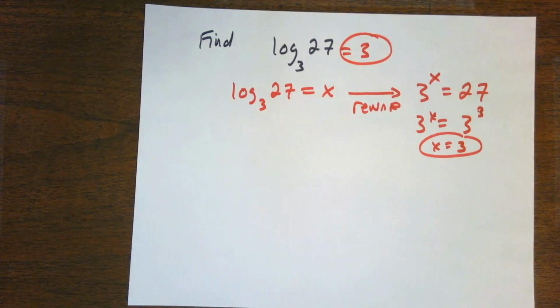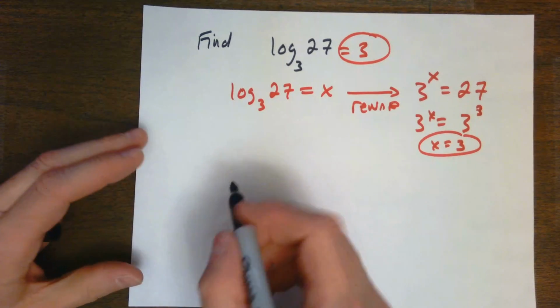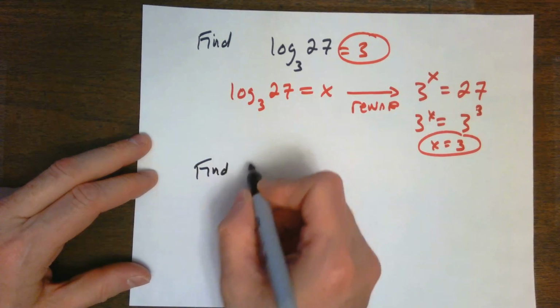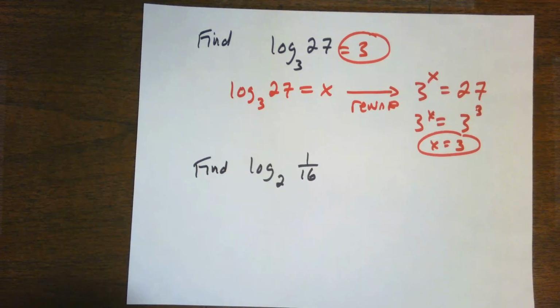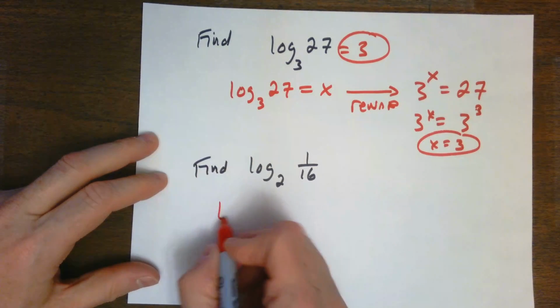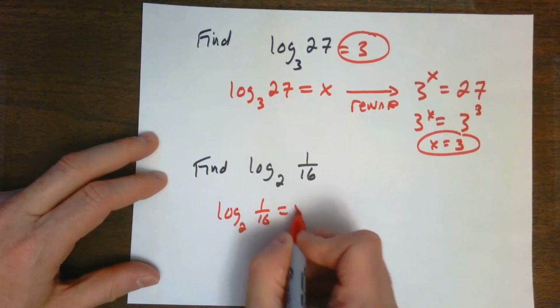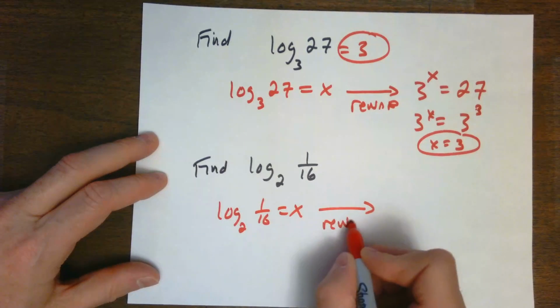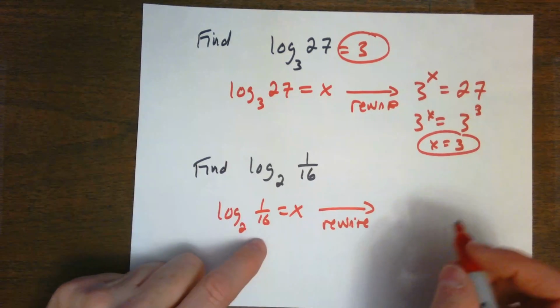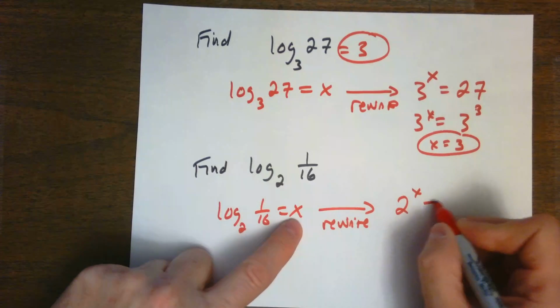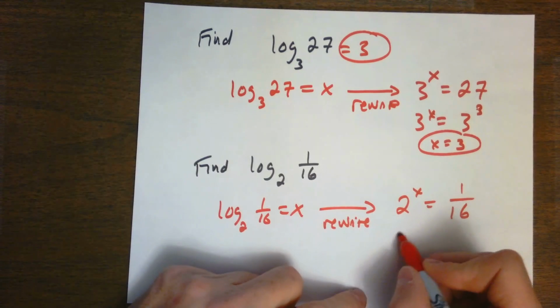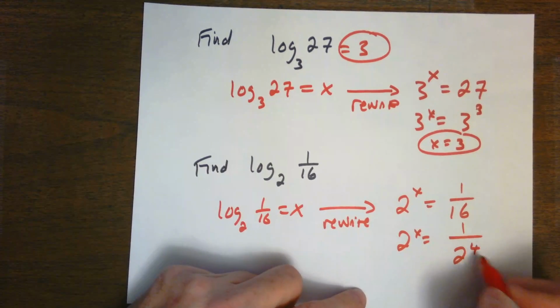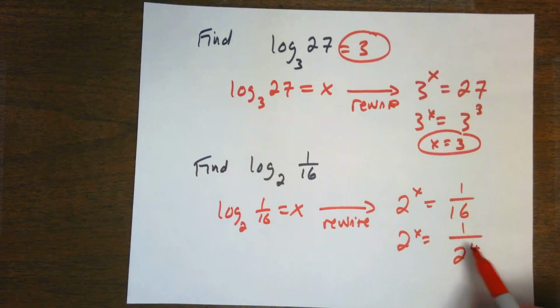Let me give you one to try. How about find the log base 2 of 1/16. All right, I'm going to set it equal to x. Log base 2 of 1/16 equals x, and then I'm going to rewrite it. As I rewrite it, I'm going to get 2 to the power of x equals 1/16, and solve for x. Well, 16, I know, is 2 to the 4th. 2 times 2 times 2 times 2 is 16.